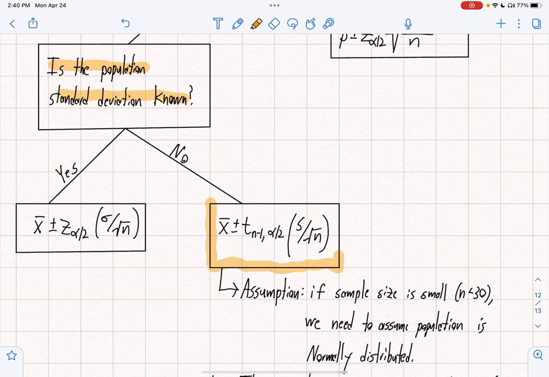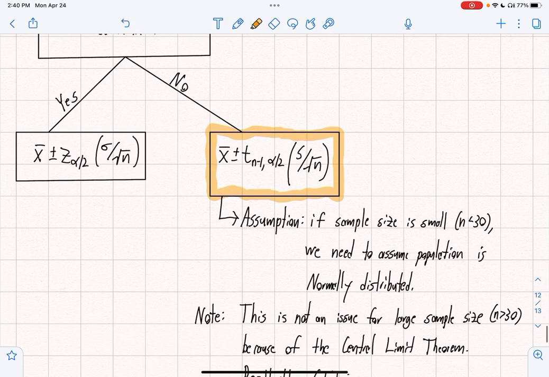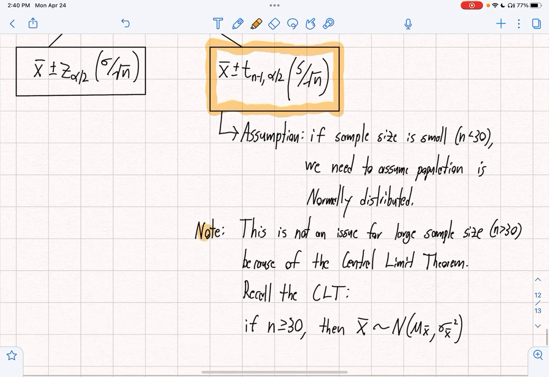Whenever sigma is unknown, we need to make an assumption. The assumption is that if the sample size is small, let's say n less than 30, then we need to assume that the underlying population is normally distributed. But note that this isn't an issue for large samples, right? This is not an issue for large sample sizes.